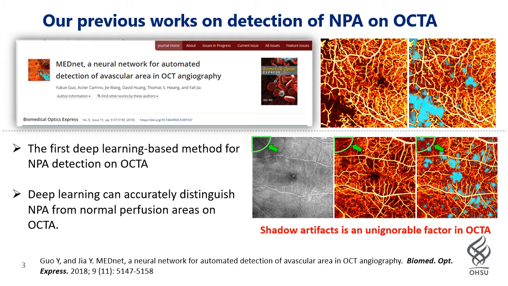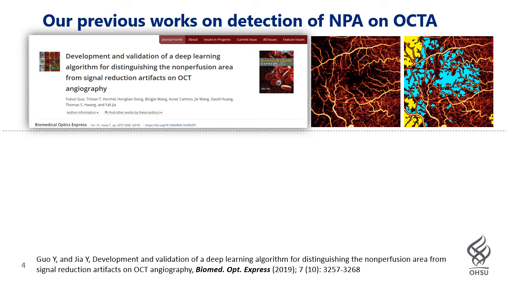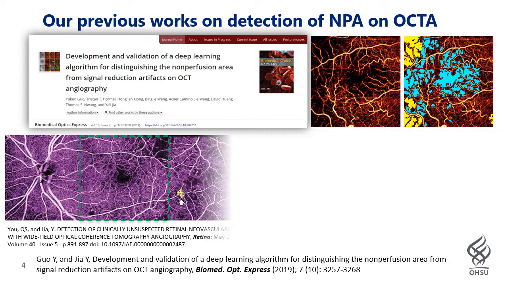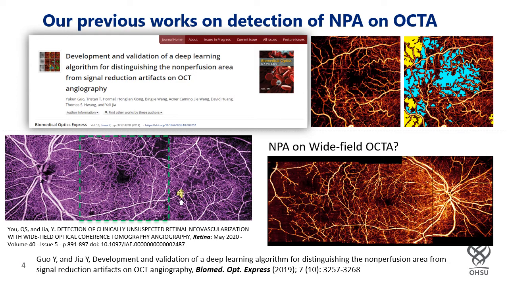At that time, we thought, since the neural network can detect the NPA, is it feasible to detect these artifacts? To answer this question, we proposed another deep learning-based method for distinguishing the NPA from such artifacts. In this work, we designed a neural network to detect NPA and such artifacts simultaneously, and the result shows this strategy works very well. Soon after, our group found that wide-field OCTA can detect suspected retinal neovascularization. Therefore, another question came to our mind. Does the NPA on wide-field OCTA have higher diagnostic accuracy than a single macular center scan? Because we can see larger NPA on the nasal side and temporal side from OCTA images.